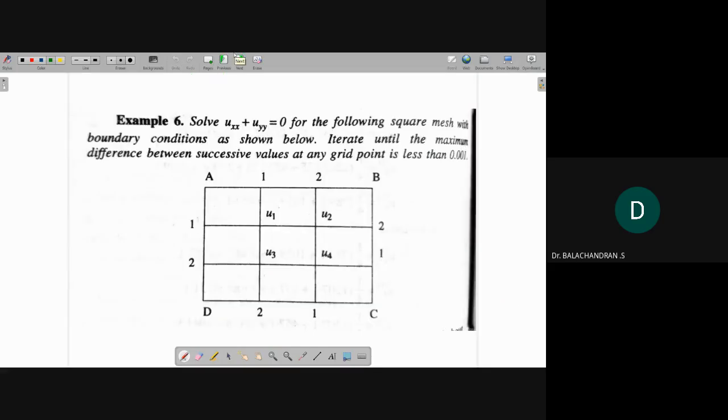So next problem, problem number 6. Solve uxx plus uyy equal to 0 for the following square mesh with the boundary condition as shown below. Iterate until the maximum difference between successive values at any grid point is less than 0.0001. The difference is very small between the two iterations. So this is a problem. Here you can see about this diagonal. For example, I put just a dotted line.